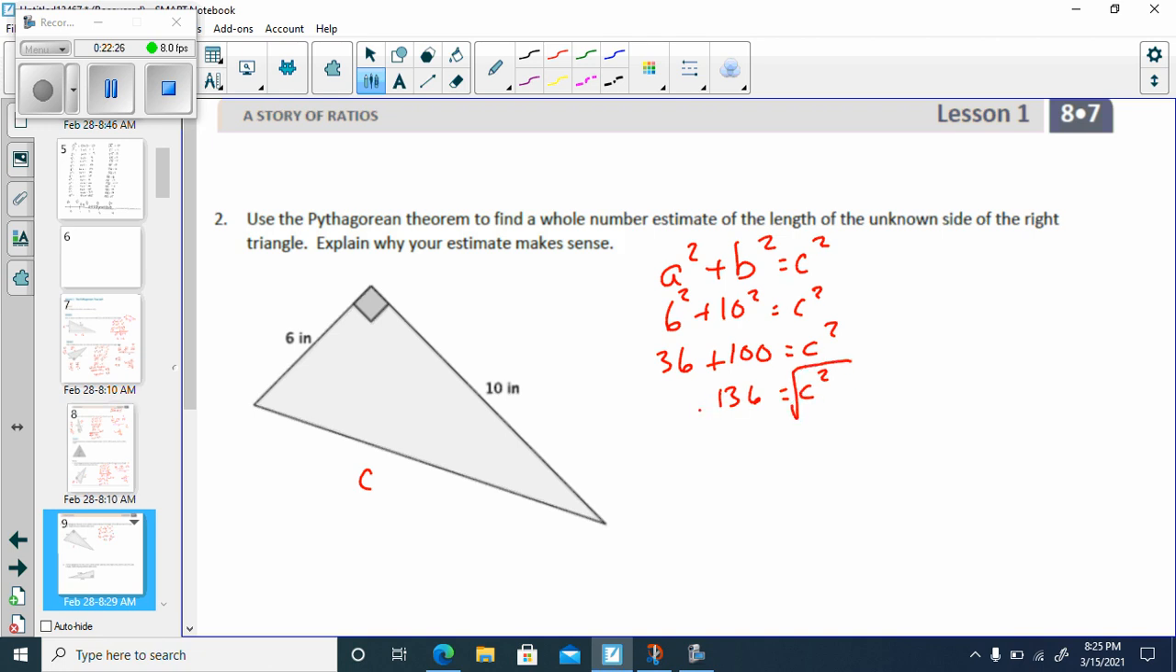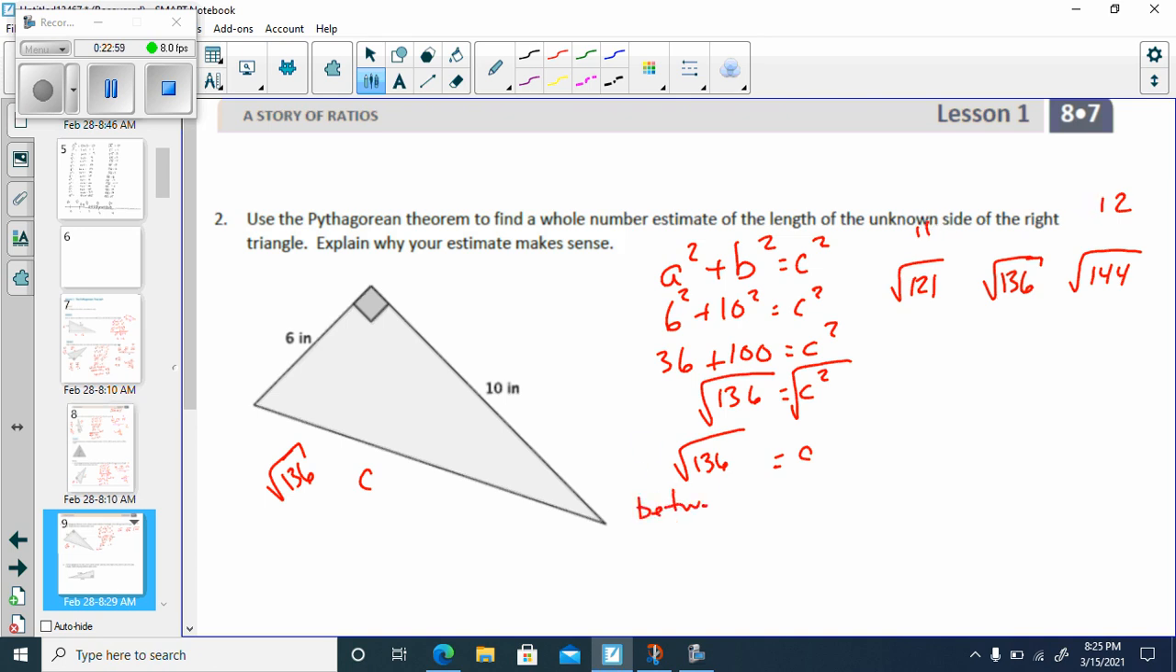I'm not looking for c squared. I'm looking for c, so I have to take the square root of each side. c is equal to the square root of 136. Okay, I need to find something that makes more sense than just simply the square root of 136. Well, let's see what perfect squares it's between so we can figure out what two integers it's between. 144 is a little bigger than that, so that would be 12. And the square root of 121 would be 11. So it's between 11 and 12. And that makes sense because it's got to be bigger than 10. It's the hypotenuse.